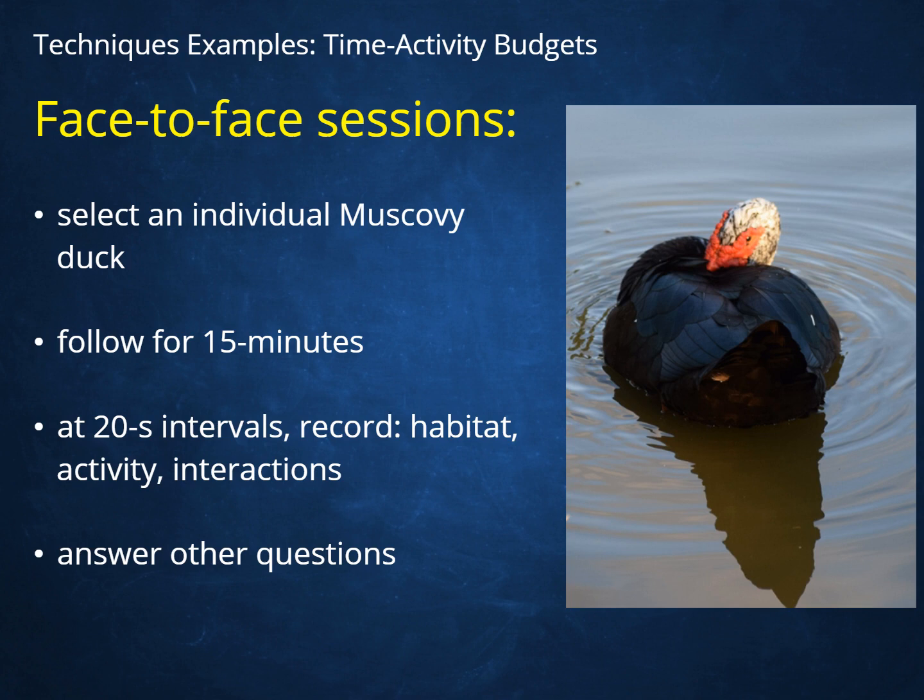A second lab in the Wildlife Techniques course covers time activity budgets. Here, the goal is to quantify both how much time an animal is spending in each habitat type and how those habitat types are being used, i.e. what behaviors are being performed there. Face-to-face, I take students out to a wetland on campus. Students pair up and follow individual ducks for 15-minute time periods, switching roles as observer and recorder. Every 20 seconds, they record habitat and activity data. They later summarize the data and answer questions.